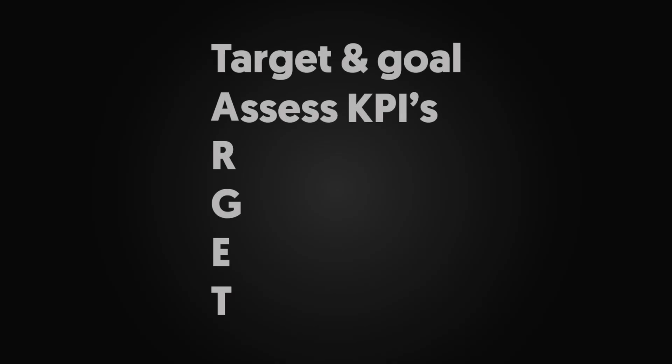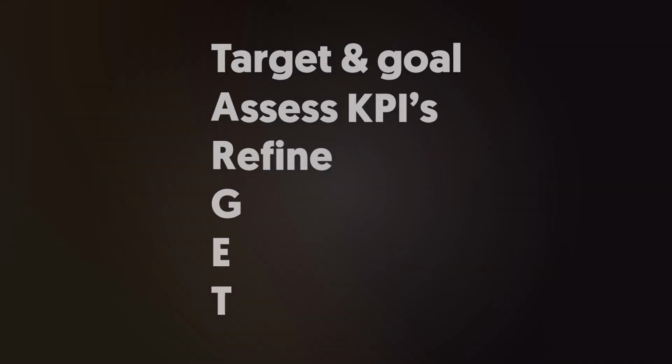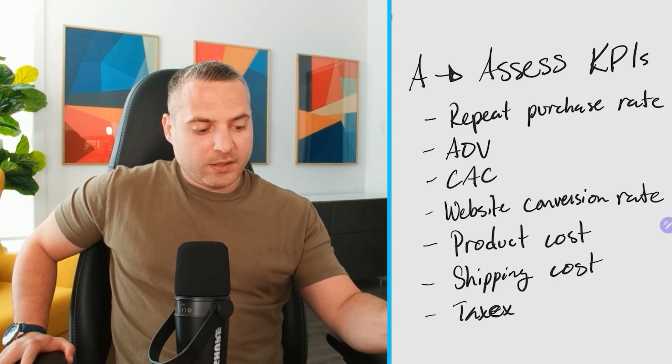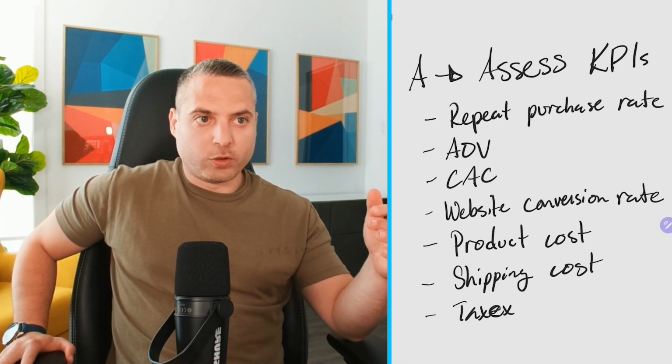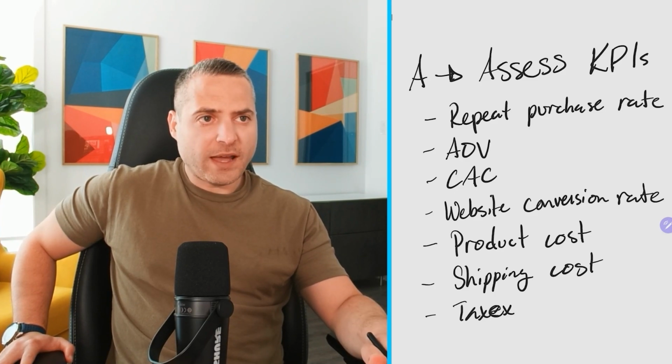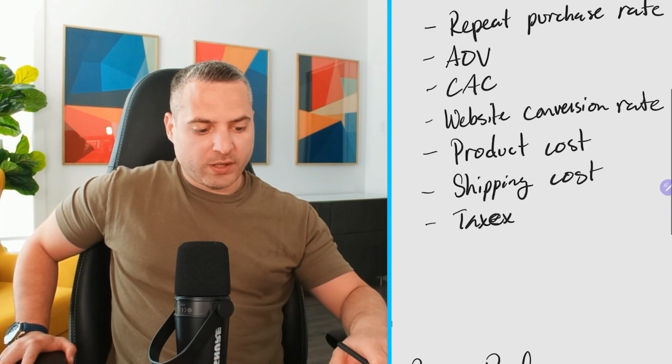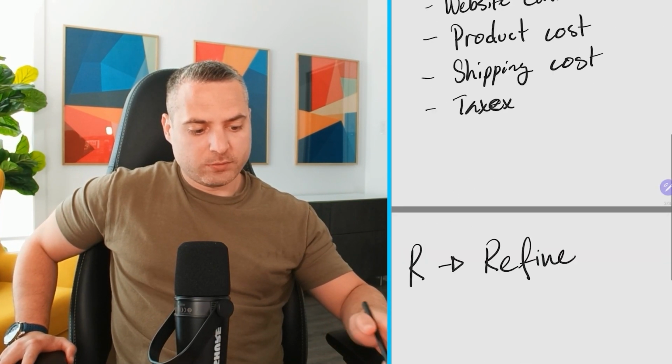Moving on to step number 3 of the Target Framework, R for refine. And it's kind of the same as step number 2. For each of these KPIs that you kept after going through your checklist, your questions, you want to ask again, what are the levers that influence those KPIs? So for example, repeat purchase rate. What would influence repeat purchase rate? Well, product quality, maybe the delivery experience. If people experience shipping delays, they might not order again.